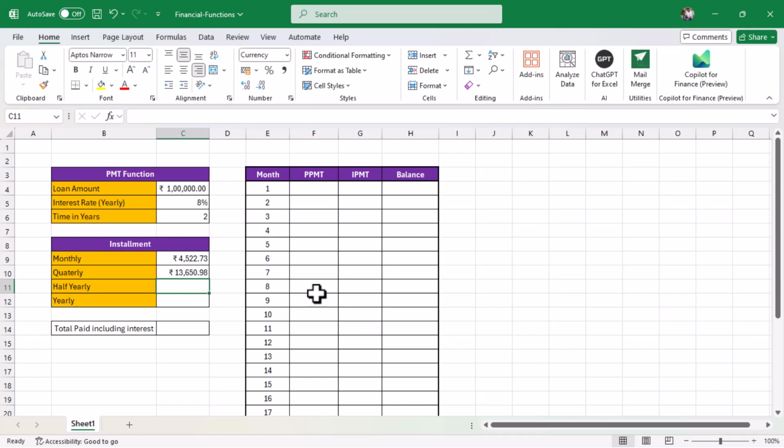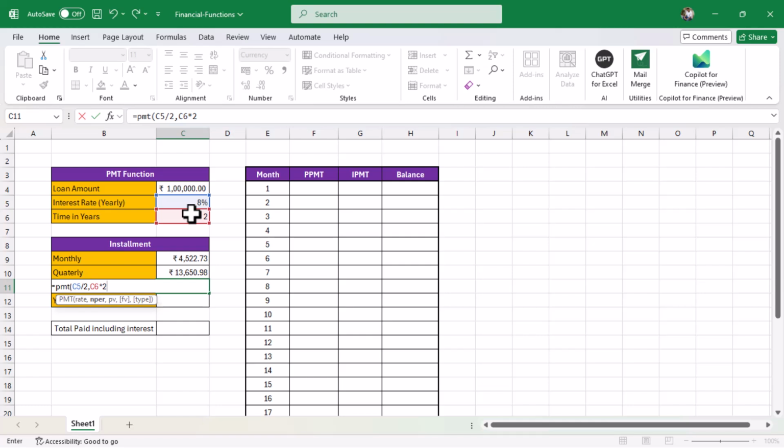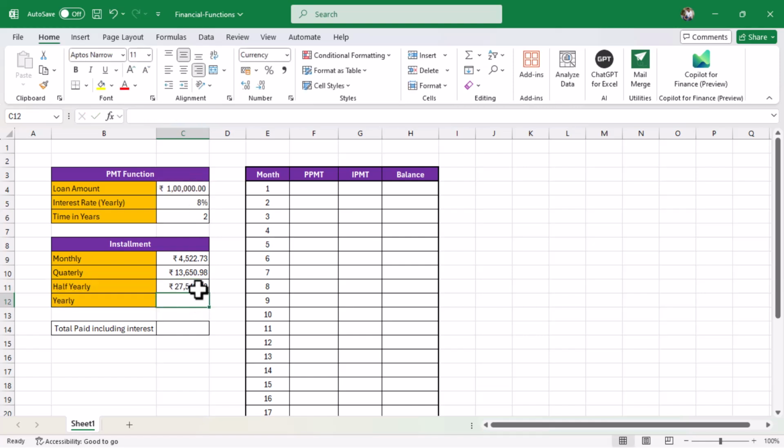Now I want to find out half yearly, means in 1 year you will pay twice. So we'll say equal to PMT, open bracket, interest rate, this is for the whole year, so I will say divided by 2, comma, total number of periods, this I will say multiply by 2, comma, the loan amount is a debt on me, so I'll say negative, and the loan amount, close bracket, hit enter. This is the half yearly amount.